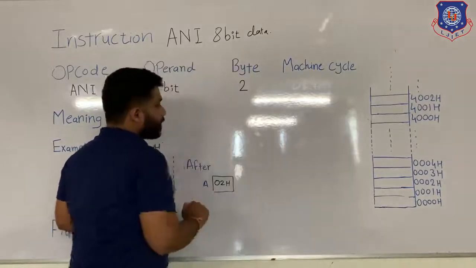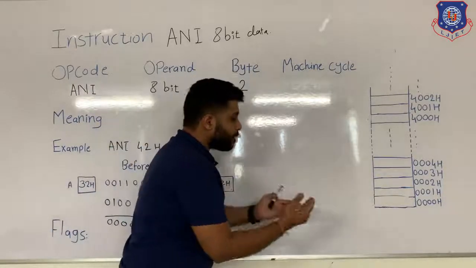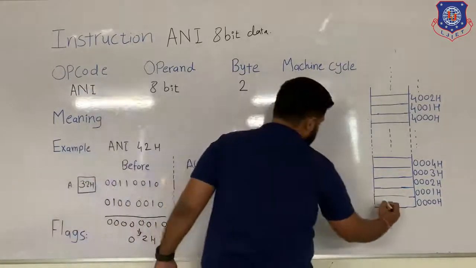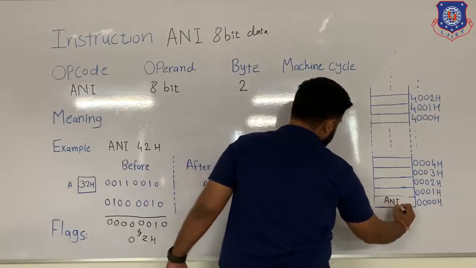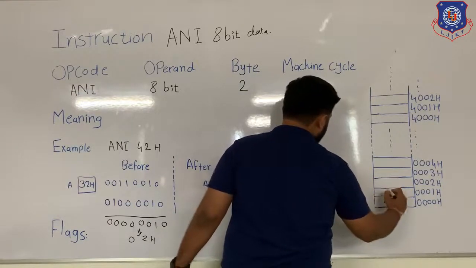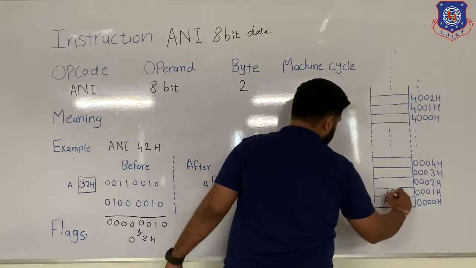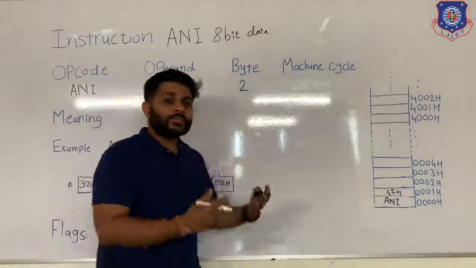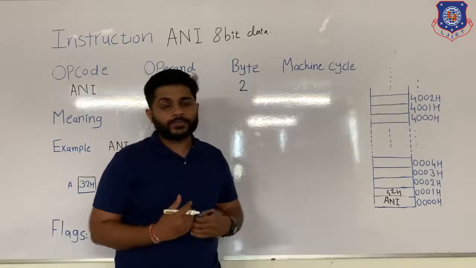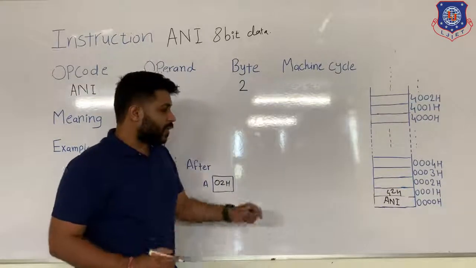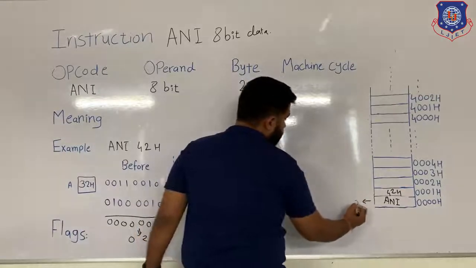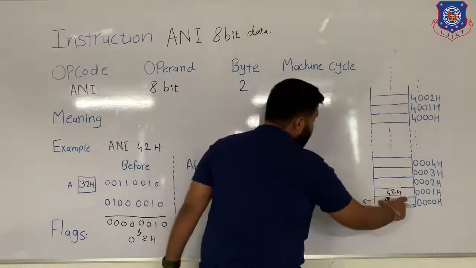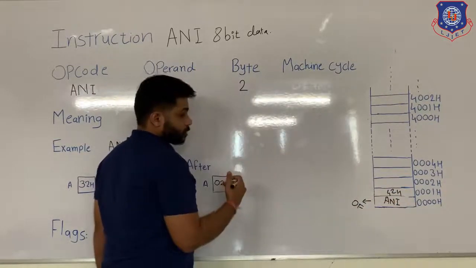Now this instruction is a 2-byte instruction. When we give this instruction to the memory, it will occupy 2 memory locations. So in the first location there will be the opcode, and in the second memory location there will be the operand, that is 42H. Now after the instructions are stored in the memory, the processor will start doing its work. In the first step, the microprocessor will perform the opcode fetch machine cycle. Now when the microprocessor performs opcode fetch, only ANI will be transferred to the microprocessor.